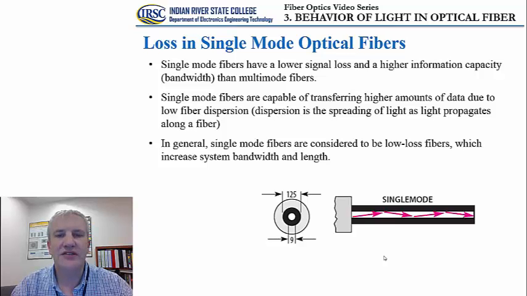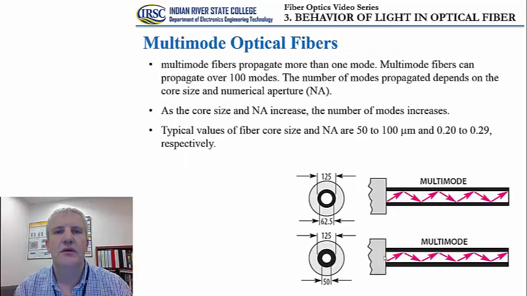Of course, this comes at a certain cost. The manufacturing of single-mode fibers is much more complex, taking into account that the diameter of the core is much smaller than the diameter of the core of multi-mode fibers. So that's the disadvantage. A second important disadvantage of single-mode fibers is that you have to use much more complex and much more expensive light sources to launch the light into such small optical fiber core sizes.